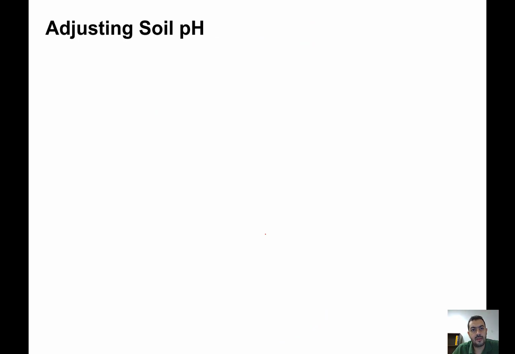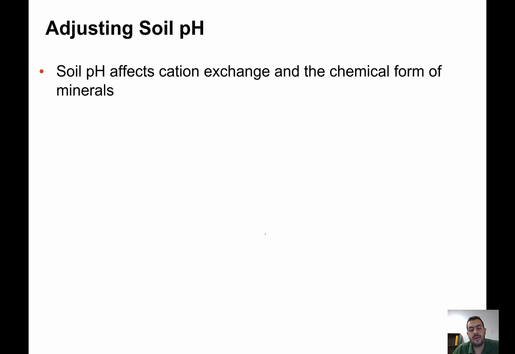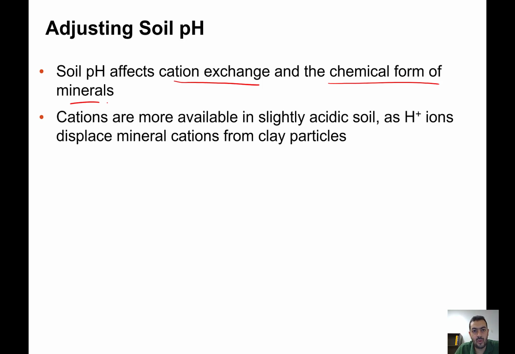Moving on to the topic of adjusting the soil pH. If you do planting, or if you know a farmer, you will know that adjusting the soil pH is a very important factor that affects the growth of the plant. Why is that? Because the soil pH affects the cation exchange and the chemical form of the minerals. What does this mean? Let's start with the cation exchange.